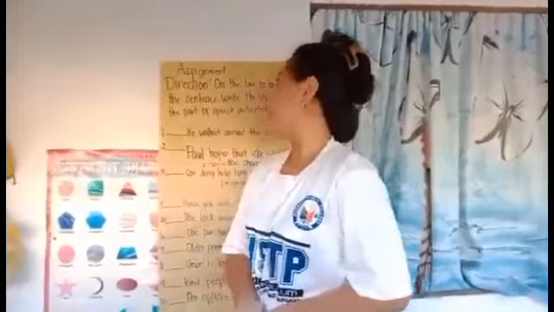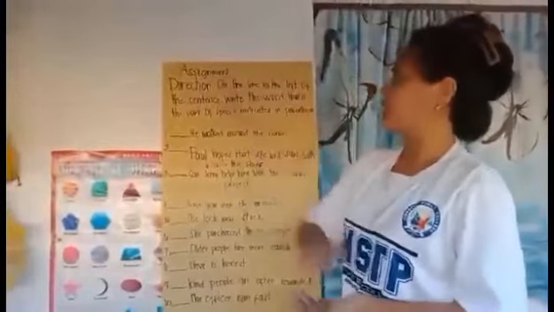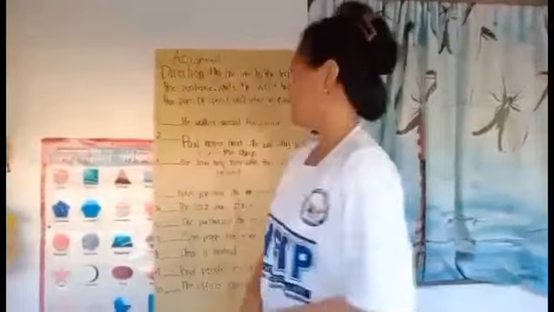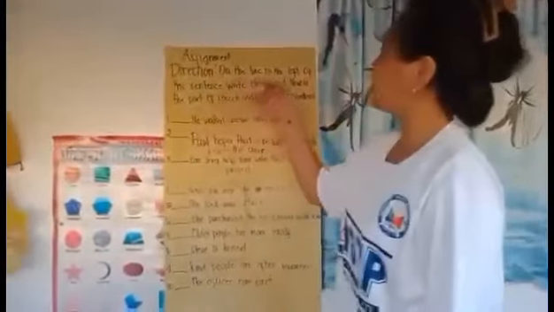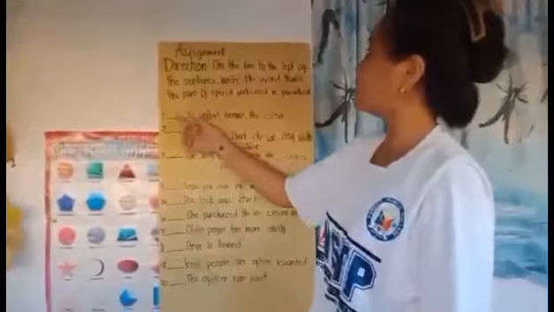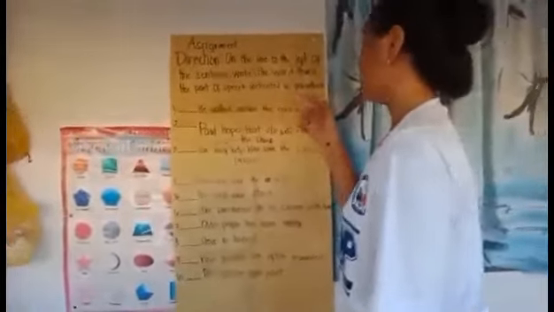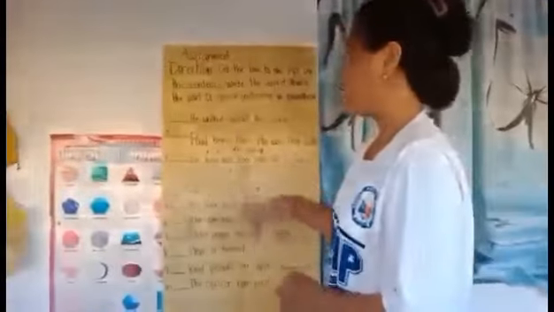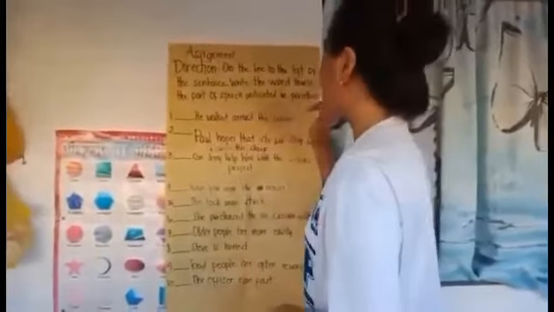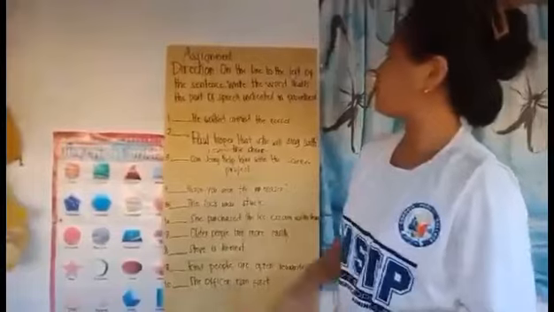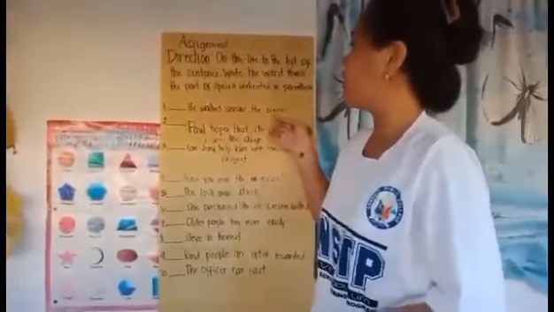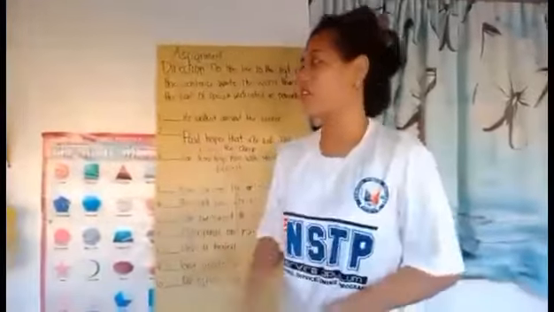Okay, so before we dismiss, I will give you an assignment so you can answer it at your home. So on the line to the left of the sentence, write the word that is the part of speech indicated in parentheses. So you have to answer what part of speech these given questions are. So we will check this tomorrow.